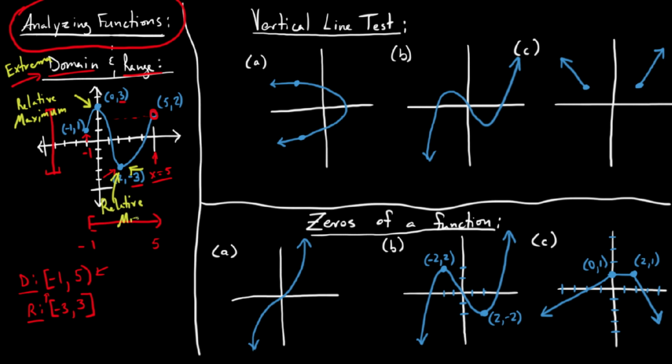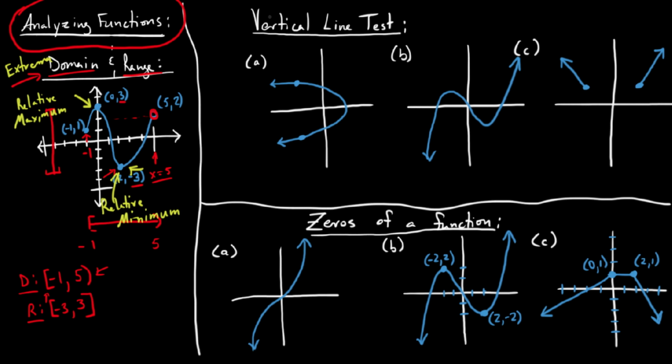Okay. Maybe this function is describing temperature within a certain time period, and we say this would be max temperature, min temperature, but maybe not the absolute max or min, but we say relative extrema, okay? So, yeah, we want to know those things about domain and range and maxes and mins in general.